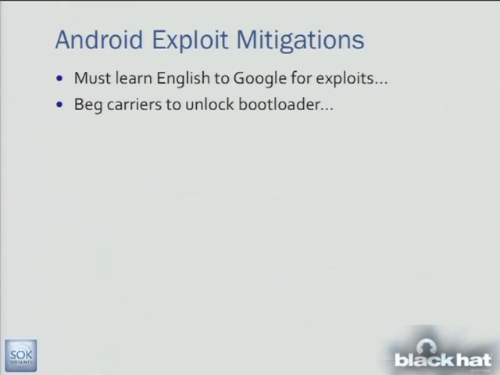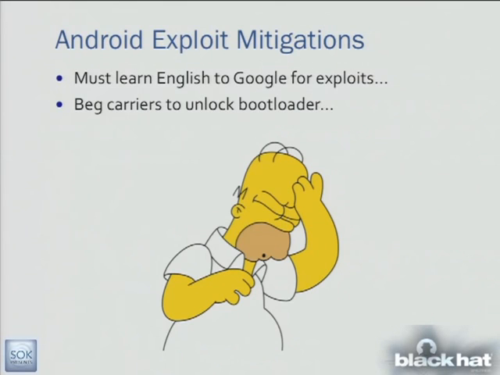So what is Google doing to make this harder? Well, if you want to get one of these exploits, first, I guess you need to learn English to learn how to use Google itself to search for the jailbreaks on the internet. That could be considered a mitigation. And then Google's also trying to ask carriers to unlock the bootloaders so people don't have a need to write these jailbreaks, but that isn't so successful. So kind of a big failure here. There's not a lot stopping you from writing these jailbreaks, and there is a huge need, so there is a huge community.